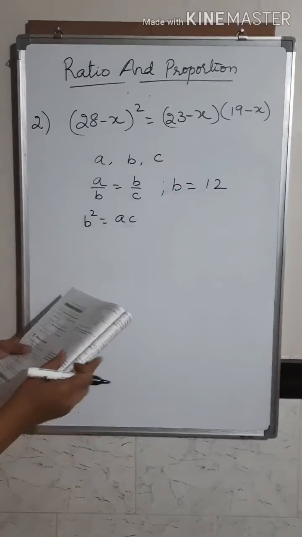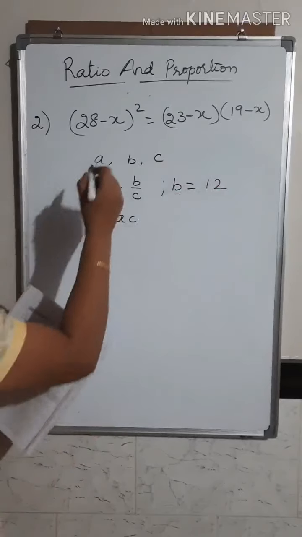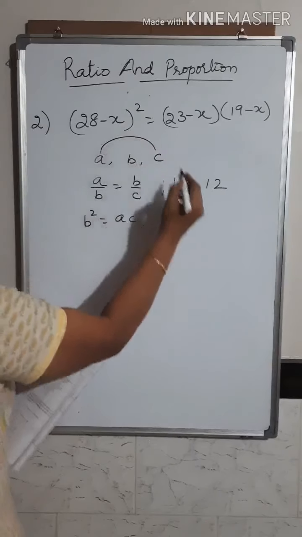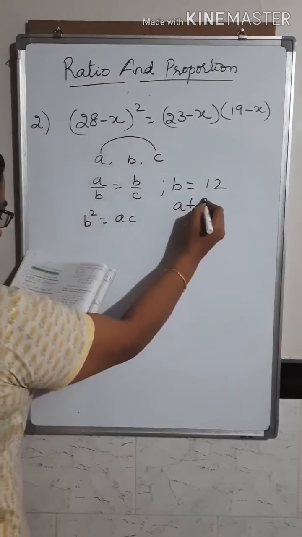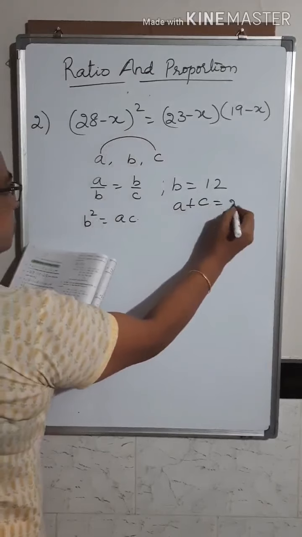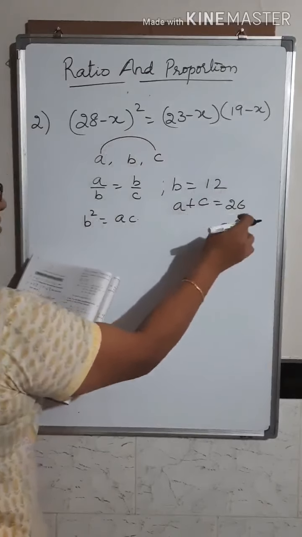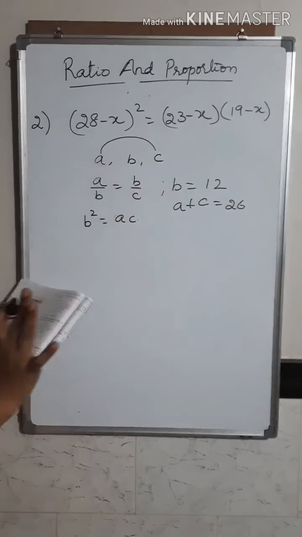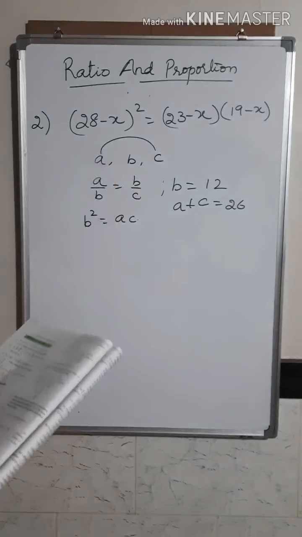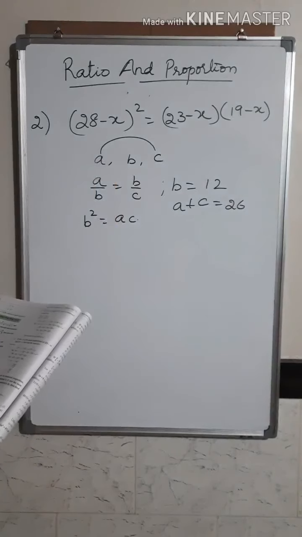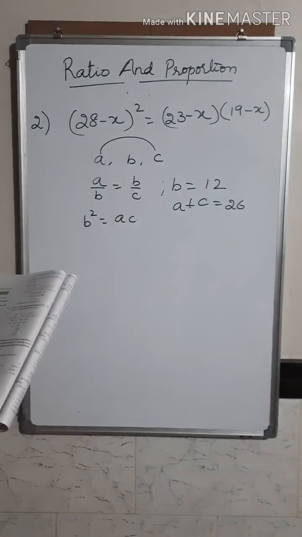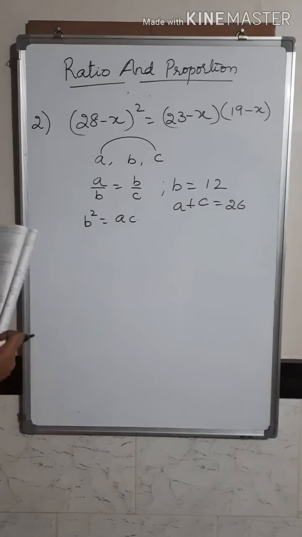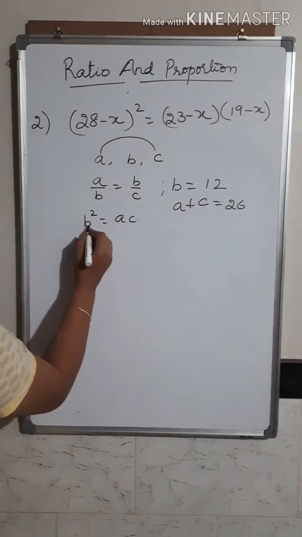Then they have given the sum of the remaining two numbers. Which are the other remaining two numbers? This one, that is A plus C is equal to 26. So these two conditions are given, and they are in continued proportion. You need to find these numbers A, B, C, all three numbers. Now we will substitute the values.